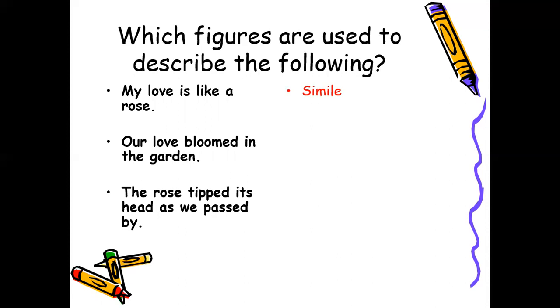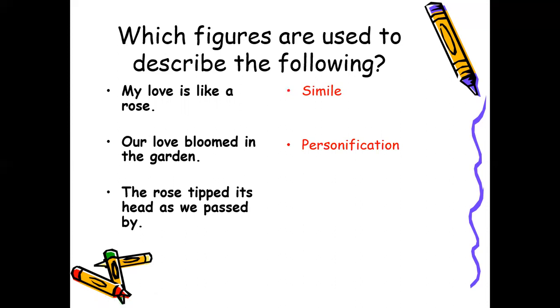Our love bloomed in the garden. Can a love bloom? Very good. Do we have like or as? No. Very good. So I guess it can work as a metaphor, but it can't work as a personification, actually. It cannot at all. Okay, this is a metaphor, guys. This is a metaphor, because he means that the love is bigger now.